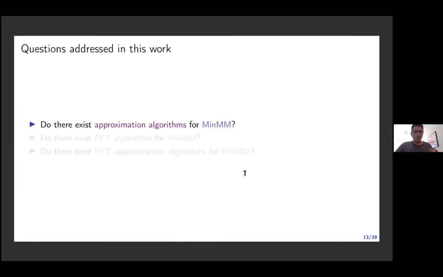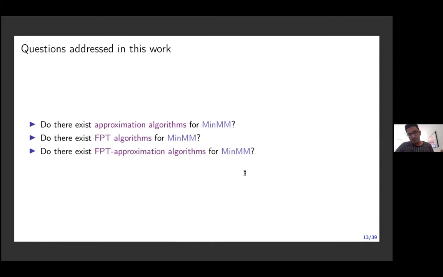So to recap, the kind of questions we're asking is, are there approximation algorithms for this problem? Are there FPT algorithms for this problem? And are there FPT approximation algorithms for this problem? We study this problem from all three different computational paradigms. And the answer to the first question is yes and no. And for the second and the third question, the answer is no and no.